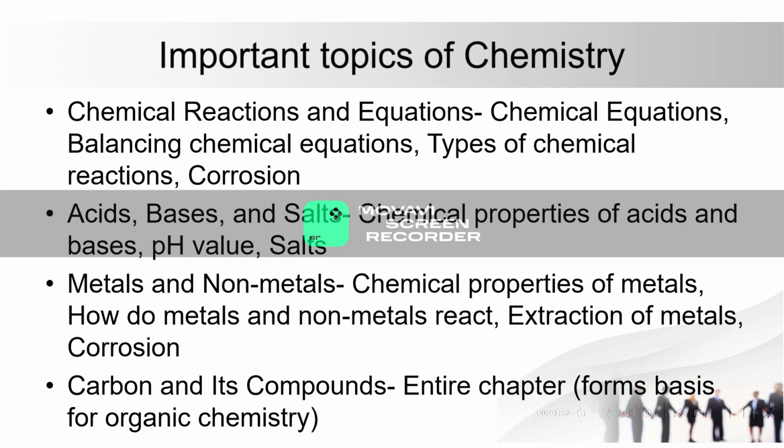There are some important topics of chemistry: chemical reactions and equations, balancing the chemical equations, types of chemical reactions. So you have to learn about all these things in detail. Corrosion. In acid base salt, chemical properties of acids, bases, pH value, salts, metals and non-metals, chemical properties of metals. I will discuss later on the topics that are most important from the board point of view. Carbon and its compounds, the entire chapter is very important.